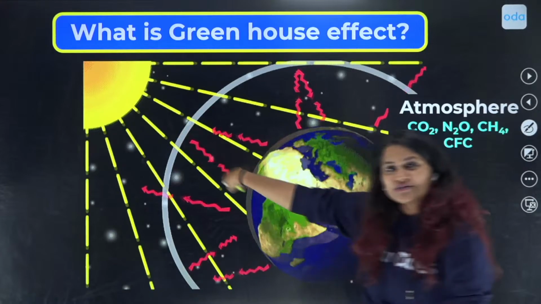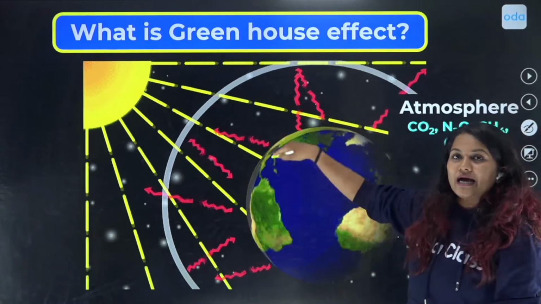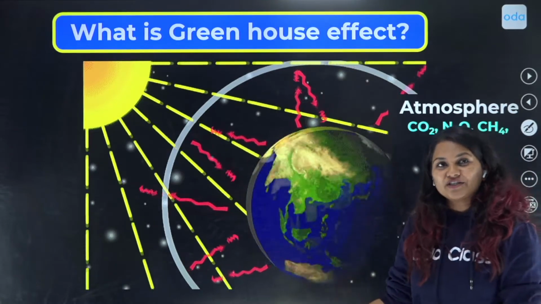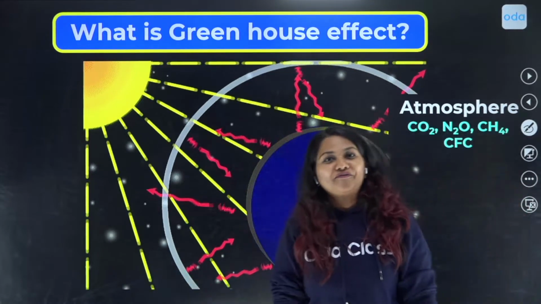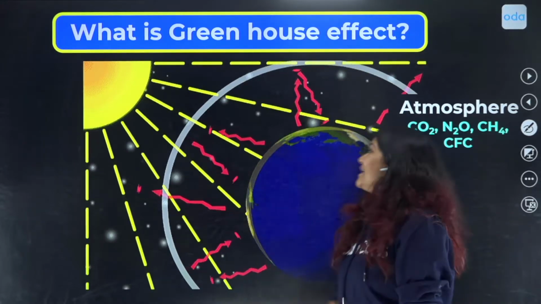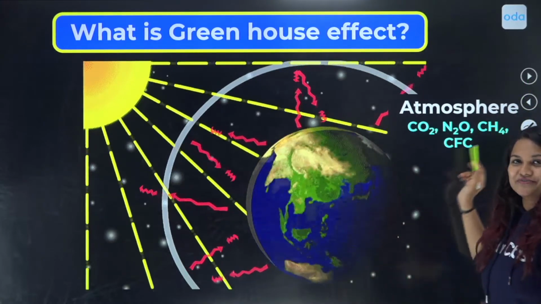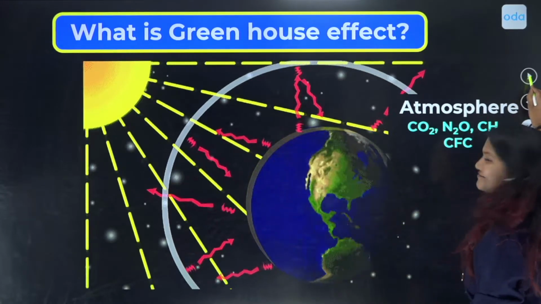Come on, look into this picture and try to understand once again. The radiation will enter into the earth, and they will undergo multiple reflection. Meanwhile, the special gases will trap heat and thus increase the temperature on the earth. I hope you are clear on this.